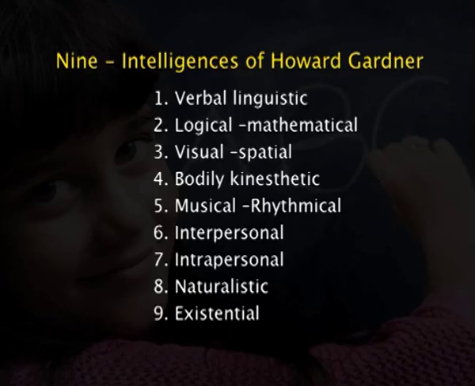The 9 intelligences which Howard Gardner identifies are verbal linguistic, logical mathematical, visual spatial, bodily kinesthetic, musical rhythmical, interpersonal, intrapersonal, naturalistic and existential. Choreography makes it possible to address almost all of these intelligence types, as you have just watched in the videos.